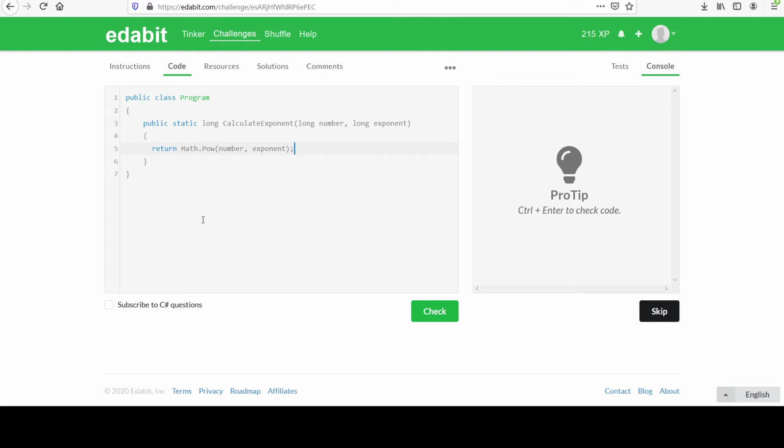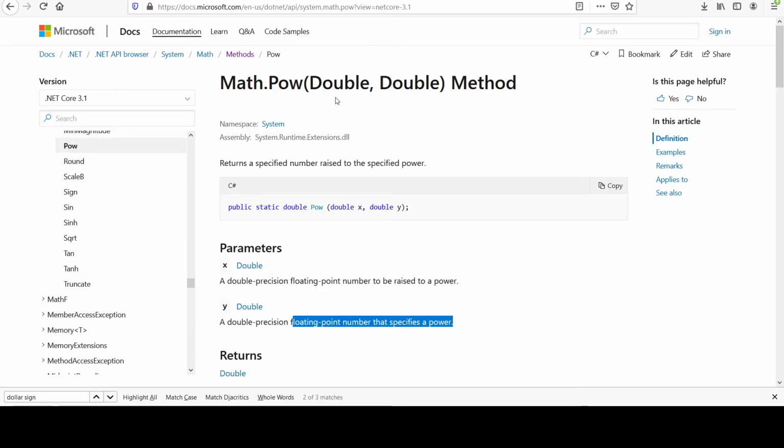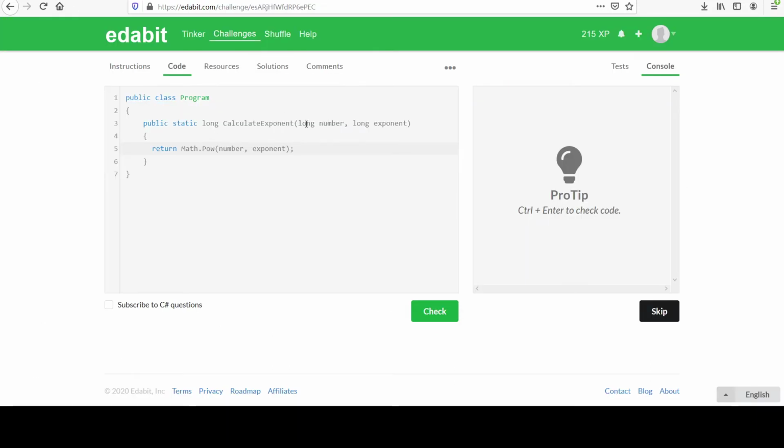Now, if you remember the signature of this thing, it's taking two doubles and it's returning a double. So that could be a problem for us, right? We're dealing in longs. Long, I don't think we've seen here. It's just an integer. You can think of it like an integer, but it can possibly be larger than the range of an integer. It can hold larger integer values.